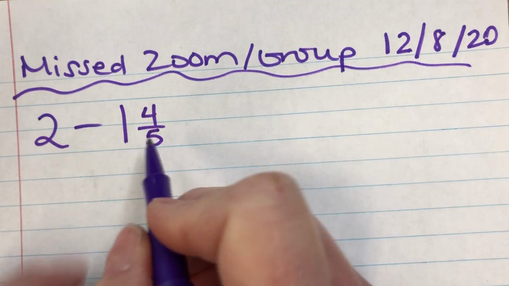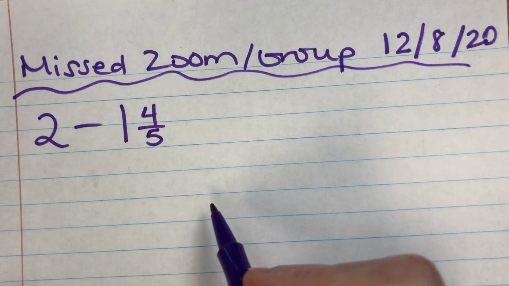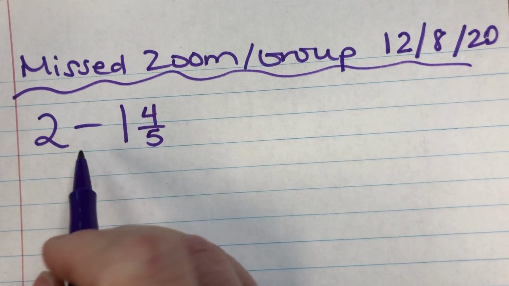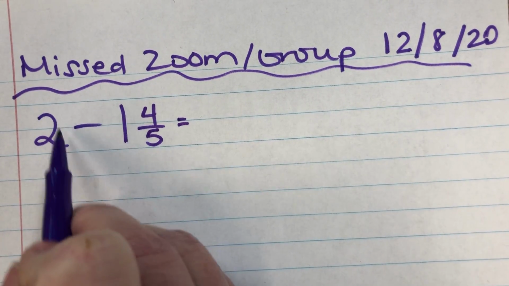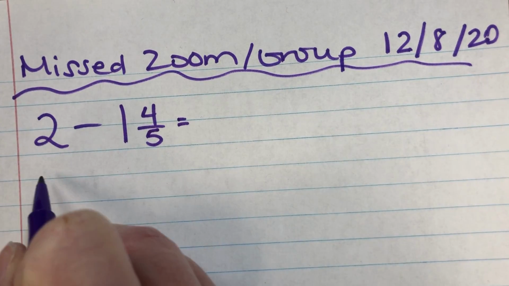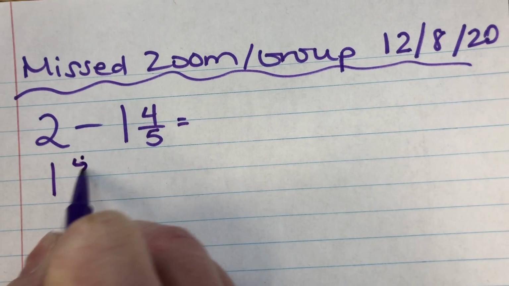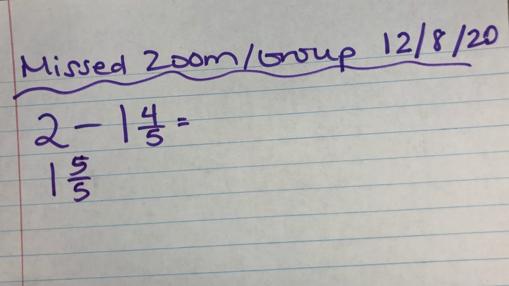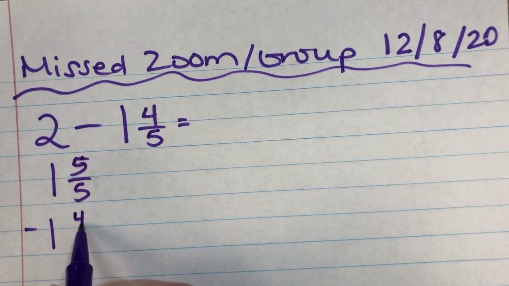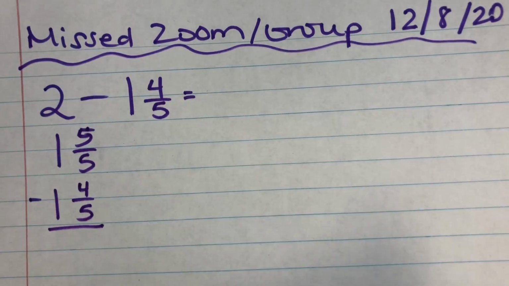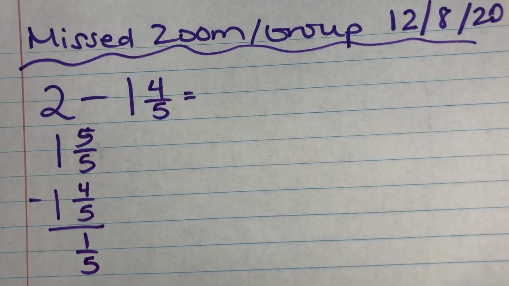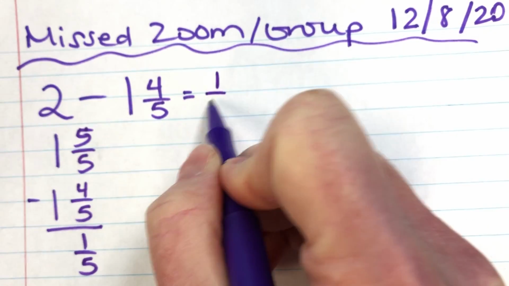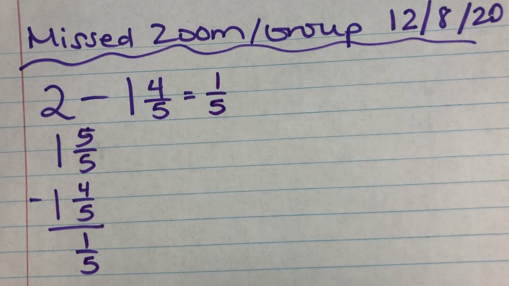Okay. So the first strategy that came out was that an individual said, you know what, Mrs. Tremblay, I can't take 4/5 away from no fraction right there. So I changed the 2 to a 1 and gave it 5/5. And then I took 1 and 4/5 away from that. 5 minus 4 is 1/5 and 1 minus 1 is 0. So many people got an answer of 1/5 to start.